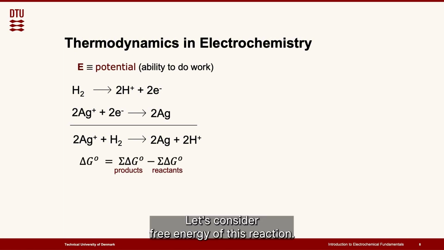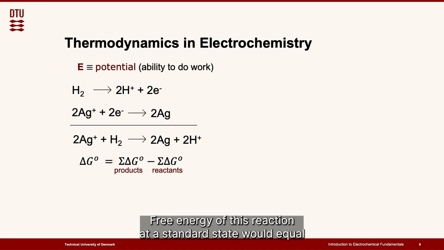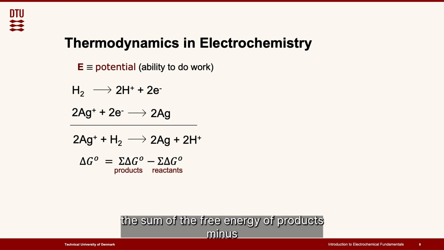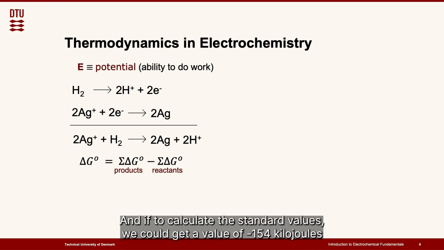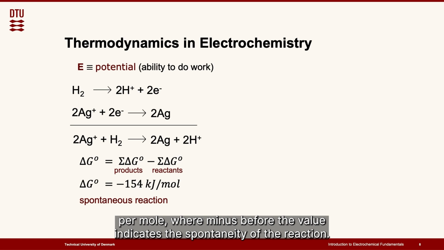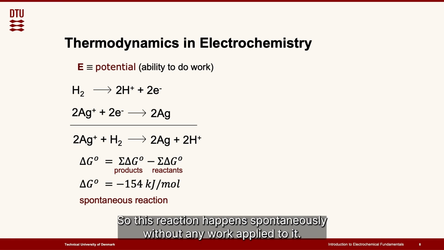Let's consider the free energy of this reaction. The free energy of this reaction at a standard state equals the sum of the free energy of products minus the sum of the free energy of reactants. If we calculate the standard values, we get a value of minus 154 kilojoules per mole, where the minus before the value indicates the spontaneity of the reaction. So this reaction happens spontaneously without any work applied to it.